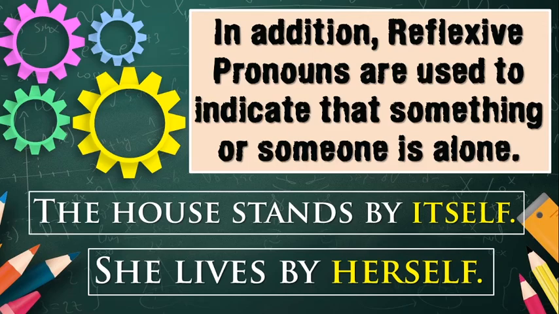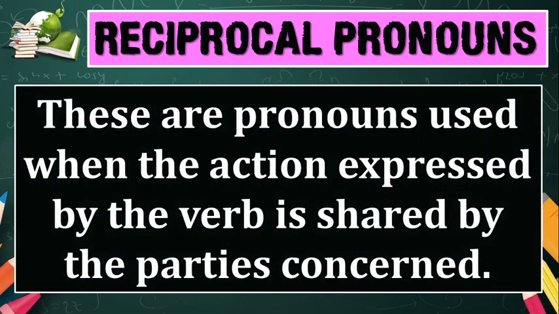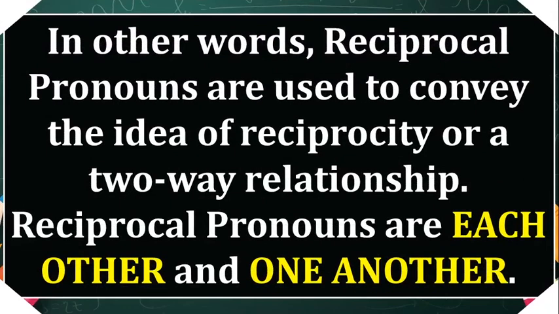Let's go on to see another type of pronoun that we have in English, and that is reciprocal pronouns. When you talk about reciprocal pronouns, these are pronouns that are used when the action expressed by the verb is shared by two parties concerned. In other words, reciprocal pronouns are used to convey the idea of reciprocity or a two-way relationship. Now, reciprocal pronouns are each other and one another. They are just two members. They are in a closed class. You can't add your own. We have only two types, each other and one another.